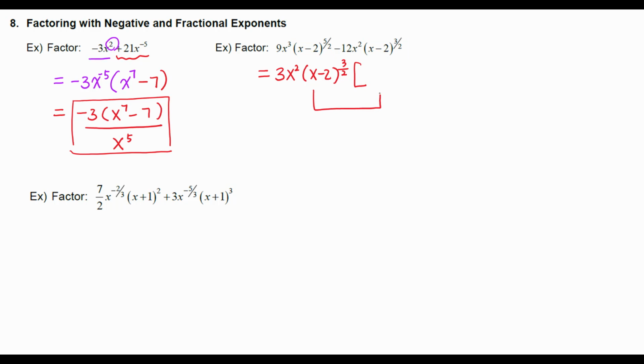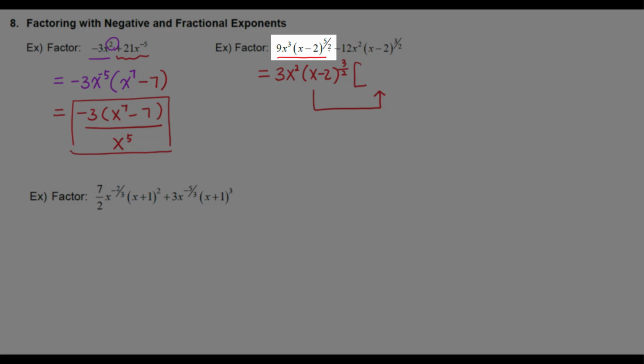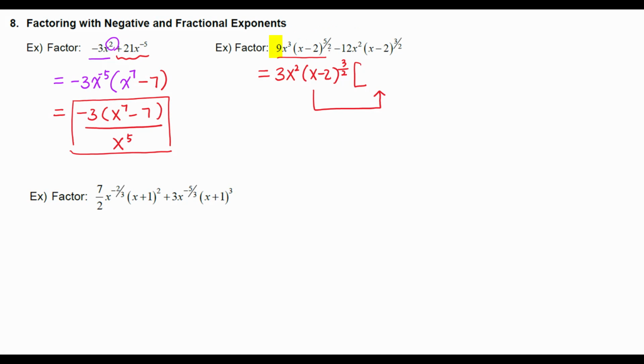So when I multiply these two, I have to get this term back. So 3 times 3 gives you 9. X squared times x gives you x to the 3rd power, and x minus 2 to the 3/2 power plus what power gives me 5 over 2? Well, 3 over 2 plus 2 over 2 gives me 5 over 2, and 2 over 2 is 1. So that is what I have in there.